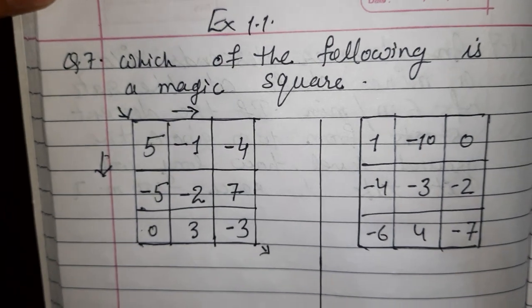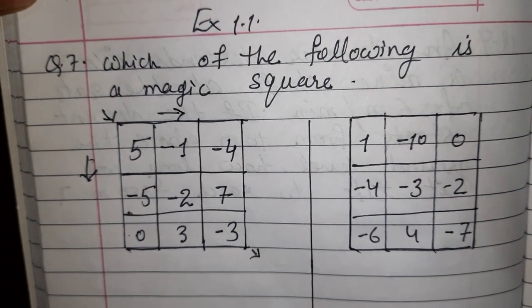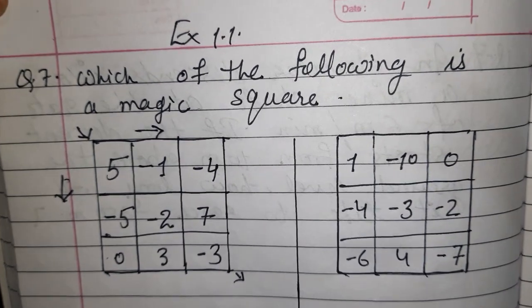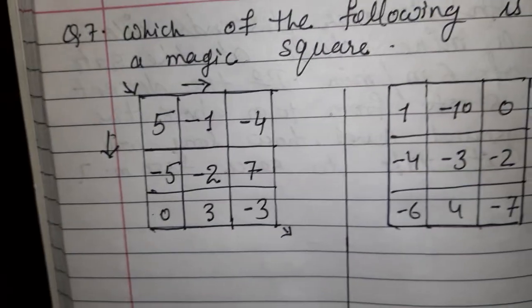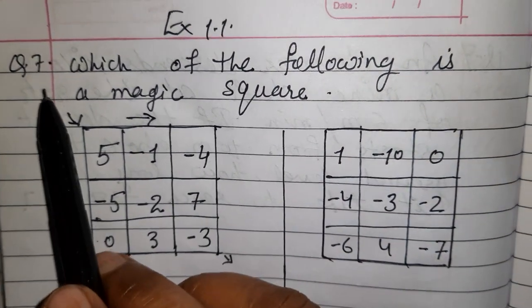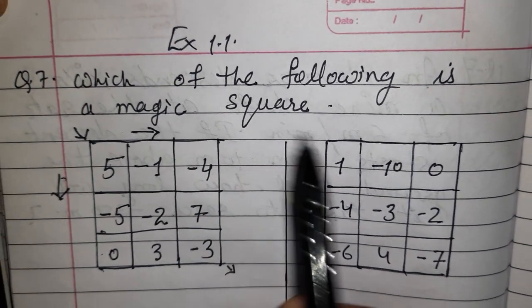In the previous class I explained some problems from exercise 1.3. Today I also have some problems from exercise 1.1 and exercise 1.4. So let us do the problems. This is question number 7 of your exercise 1.1. Which of the following is a magic square?